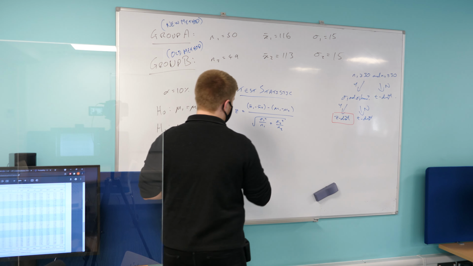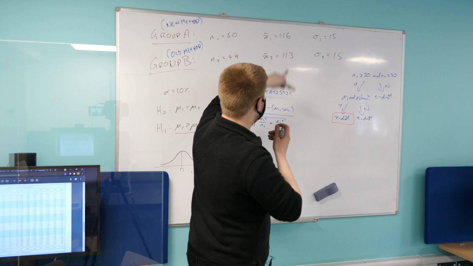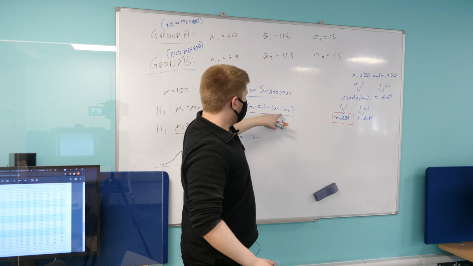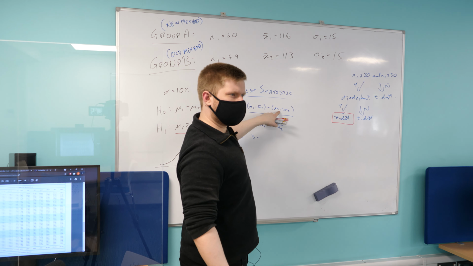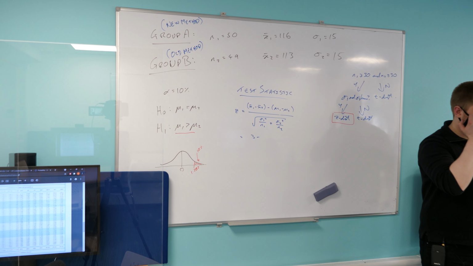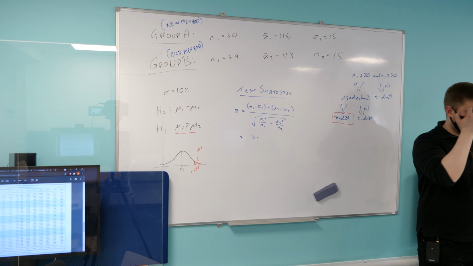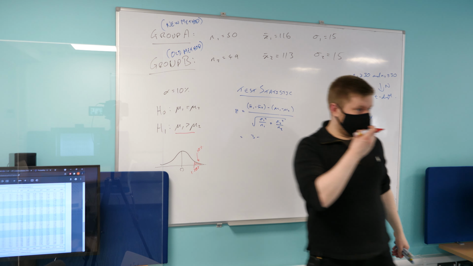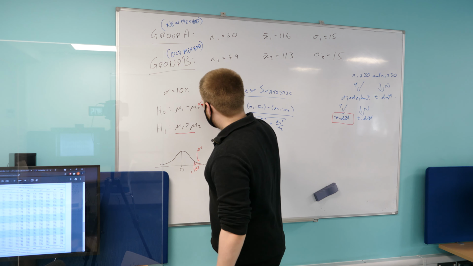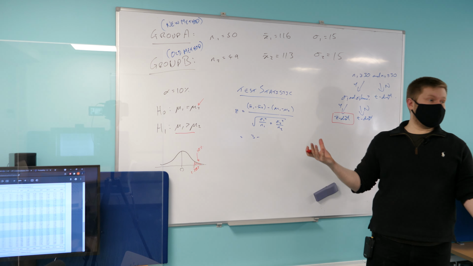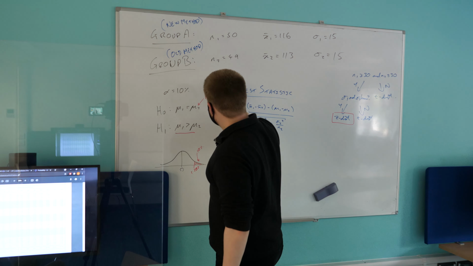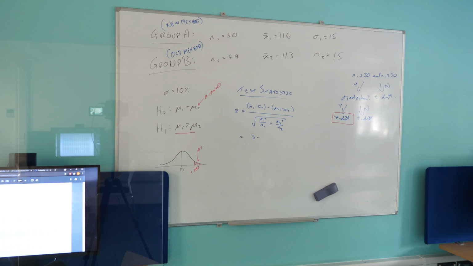Right? So let's stick in our values. x1 bar take away x2 bar is just going to be 3, because 116 take away 113. Mu1 take away mu2? What do you reckon? The first hypothesis is the same, so it'd be 0. Good. Remember when we do this test, we always assume the null hypothesis is true. So quite literally here, we assume that must be true. So if mu1 is equal to mu2, then mu1 take away mu2 is equal to 0.